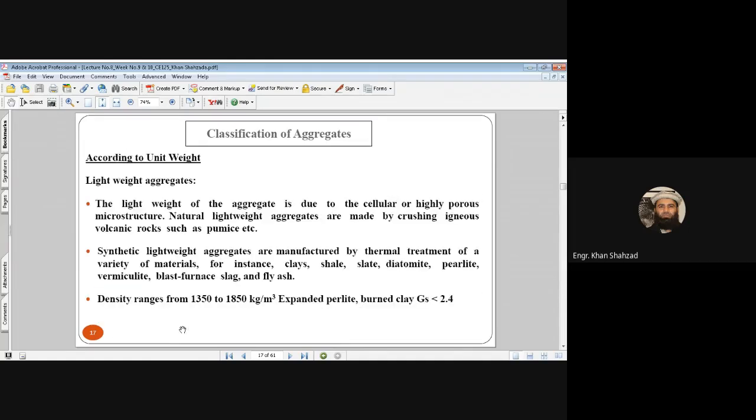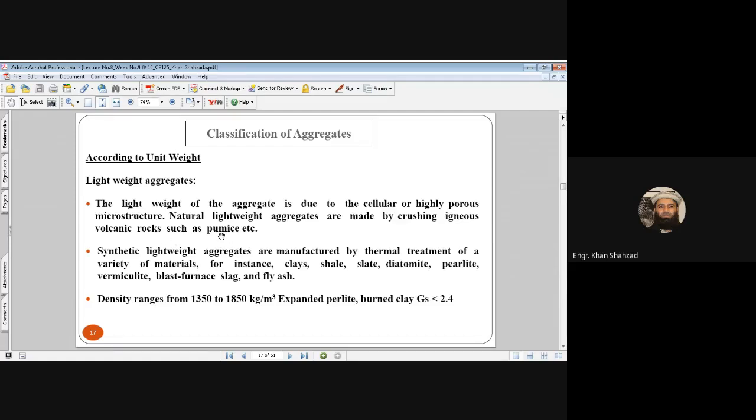We discussed the heavyweight aggregate. The next one is the lightweight aggregate. The lightweight of the aggregate is due to its cellular or highly porous microstructure. That is why we call it lightweight, because it has cellular structures or highly porous microstructures. Natural lightweight aggregates are made by crushing igneous volcanic rock such as pumice, etc.